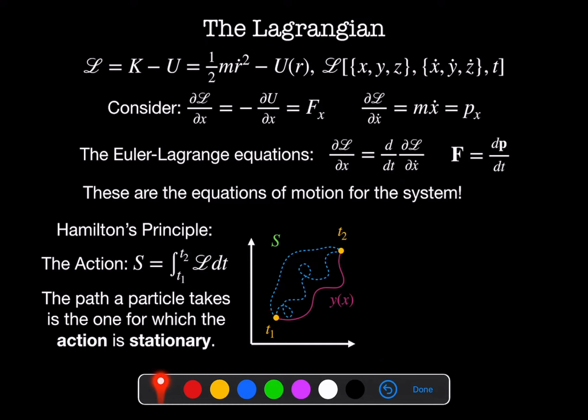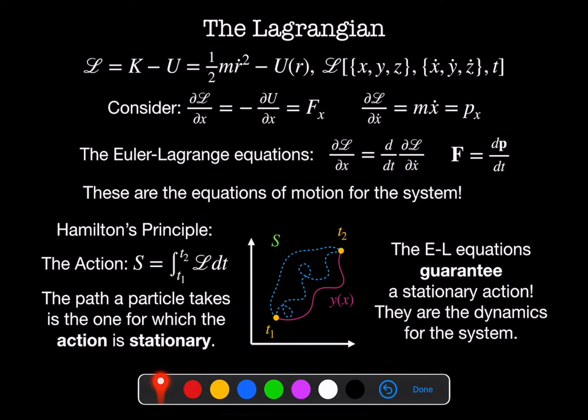Imagine I have my coordinates t1 and t2 in this system, and I have many places for the particle to go. The one that is going to give me the dynamics is the one for which the action is stationary. The action is the integral of the Lagrangian, so therefore the Euler-Lagrange equations guarantee that this system will have stationary action, and therefore these are the dynamics of the system.